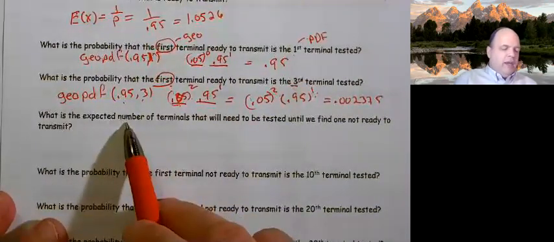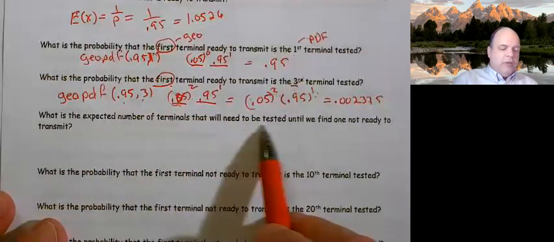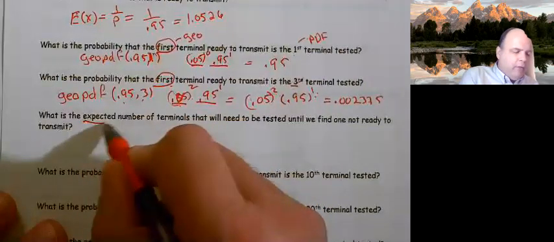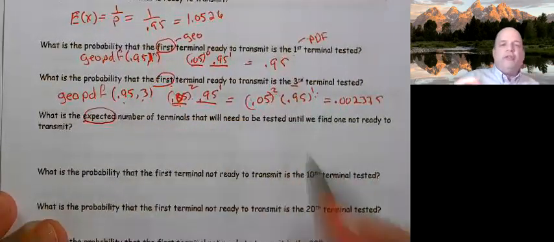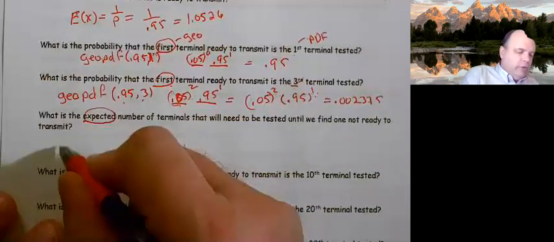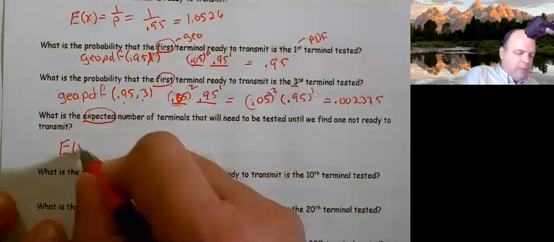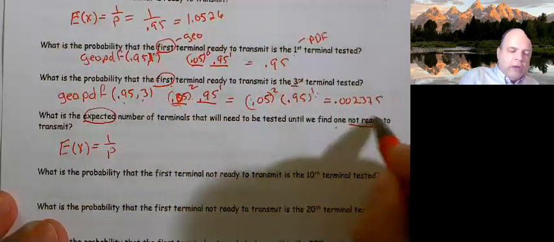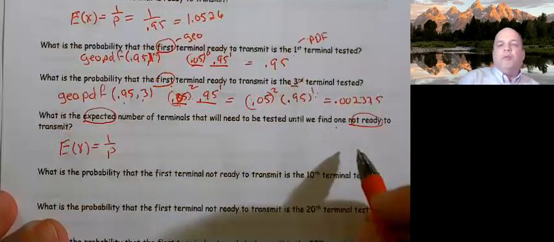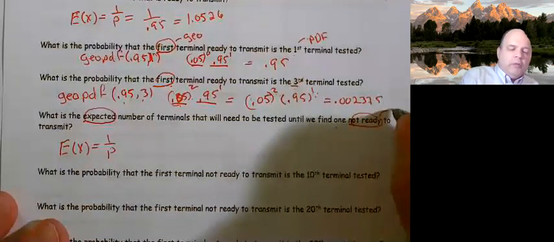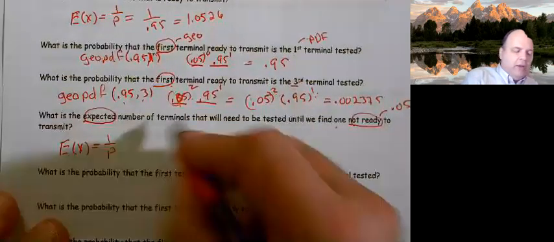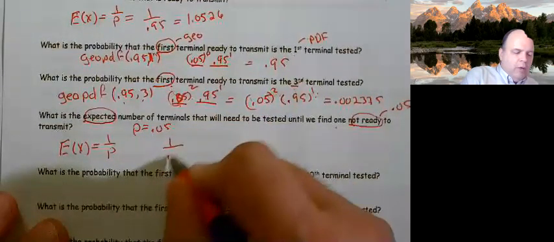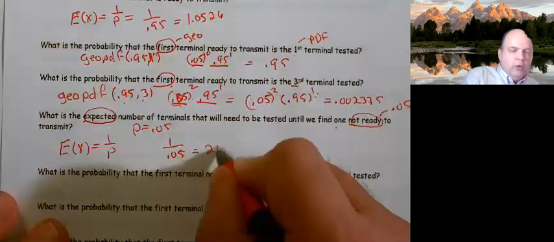So what is the expected number of terminals that will need to be tested until we find one not ready to transmit? So we have expected value, and we're testing until we find a failure. So since we're testing until we have a failure, that's going to be expected value is 1 over p. But we're talking about not ready to transmit. Well, ready to transmit was 0.95. Not ready to transmit is 0.05. So my p in this case is 0.05. So this is going to be 1 over 0.05, which equals 20.